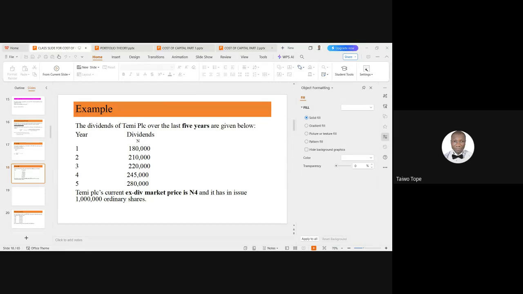So we have this example: the dividends of Temi PLC over the last 5 years are given below. Year 1, 180,000; year 2, 210,000; year 3, 220,000; year 4, 245,000; and year 5, 280,000. Temi PLC's current market price is 4 naira, and it has in issue 1 million ordinary shares.